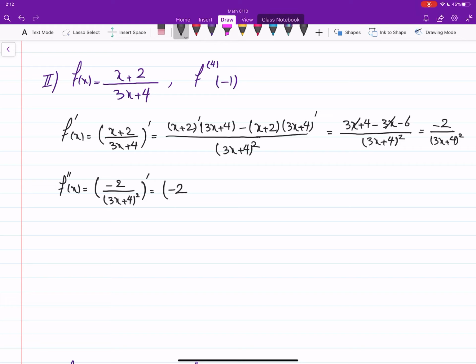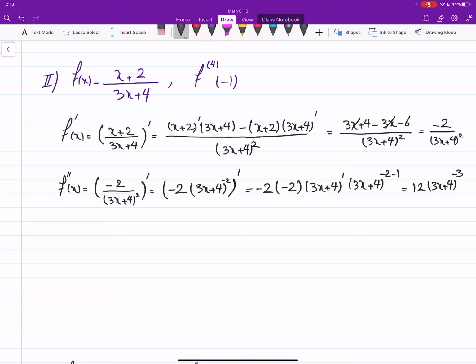Rather than taking the quotient rule, you can see that this is this, negative 2, and then you differentiate that way. So this way you have negative 2, the power rule applies here, (3x plus 4)' times (3x plus 4) to the power negative 2 minus 1. And what that does gives us 12 times (3x plus 4) to the power negative 3.